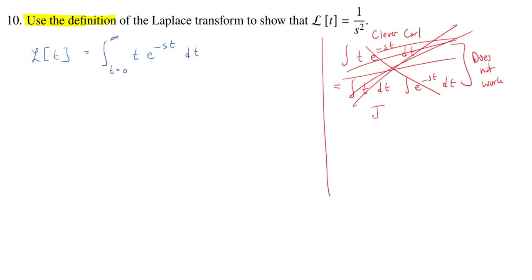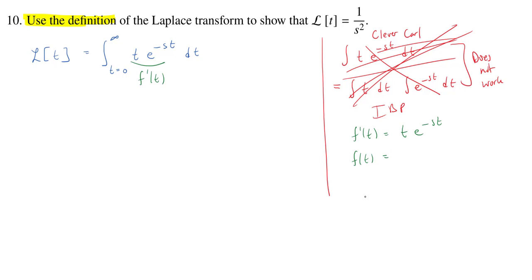We're going to use integration by parts. We'll switch colors for integration by parts. So I'll give a name here. This can be our f prime of t. So f prime of t is going to be t e to the negative st, and I want to compute f of t.